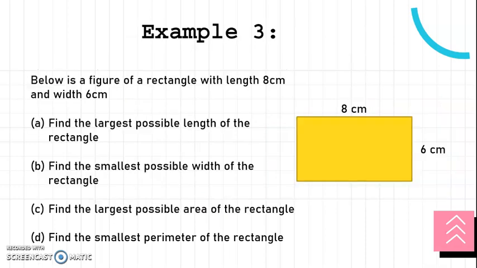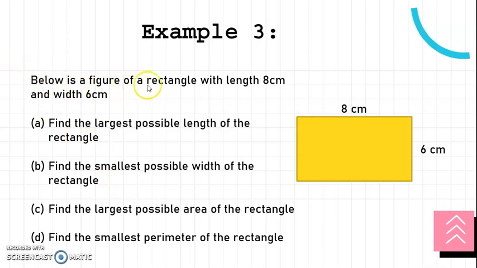Now let's start with example 3. What I want you to do is try to read the questions and try to solve the problems individually first. Okay, now pause the video now. Alright, so I believe all of you have done example number 3. So let me explain how you solve this problem.